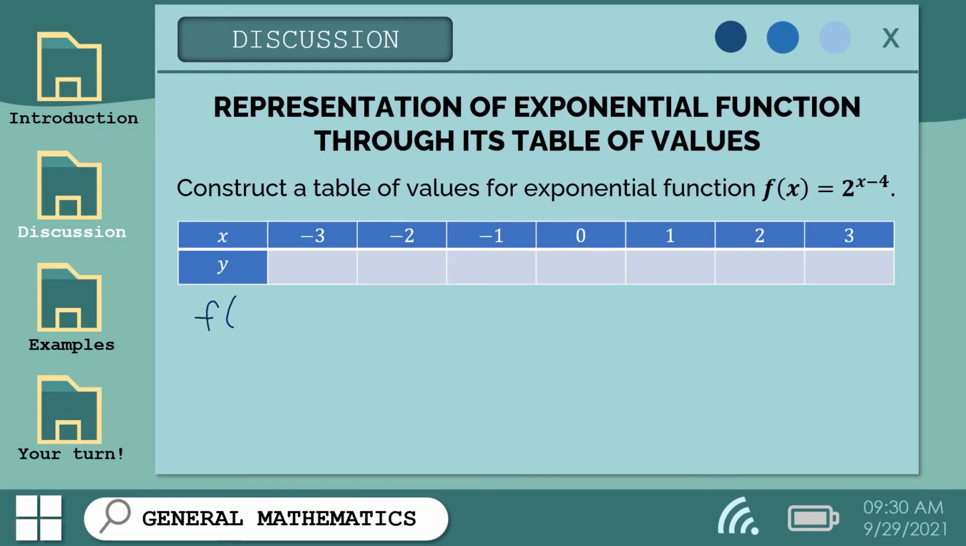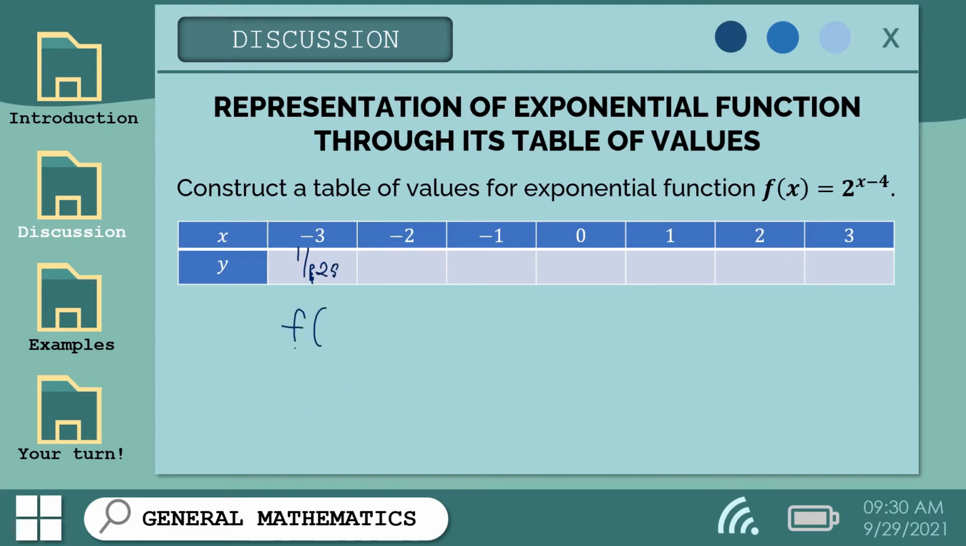f of negative 3 is equal to 2 raised to negative 3 minus 4. Replace lang po natin. We have now 2 raised to negative 7, kasi negative 3 minus 4 is negative 7. Applying yung ating negative exponent rule, we have 1 over 2 raised to 7, or that is 1 over 128. 1 over 128 yung corresponding y ng ating negative 3.